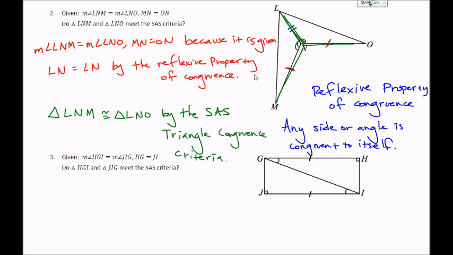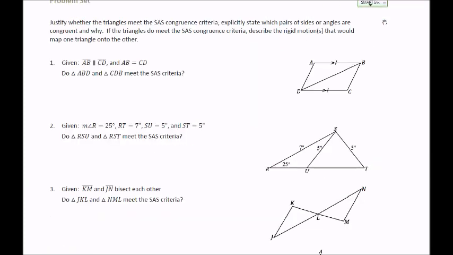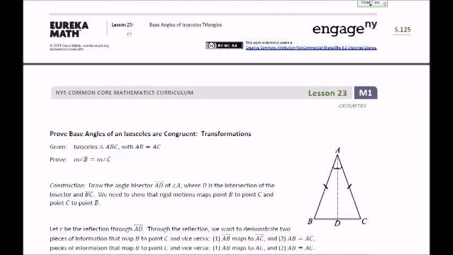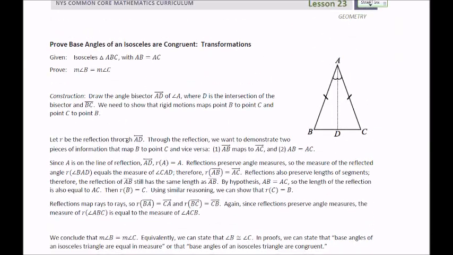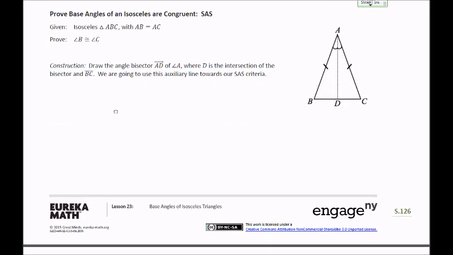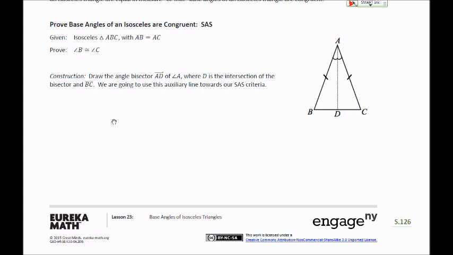So let's go down to another problem that uses the side-angle-side triangle congruence criteria, but this one is going to be in lesson 23 about the base angles of isosceles triangles. At the top of the page, it gives you a proof using transformations, but the proof I want to focus on is the one that uses side-angle-side. In this proof, we are given isosceles triangle ABC with AB equal to AC, and that's drawn for us in the diagram. And our goal is to prove that angle B must be congruent to angle C. And those are the base angles of this isosceles triangle.